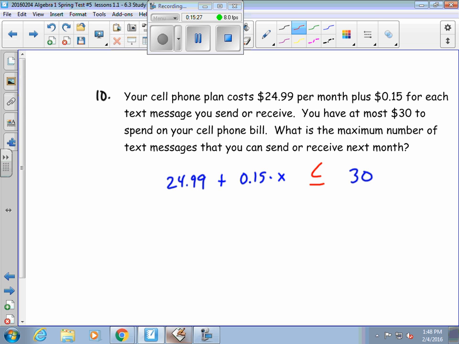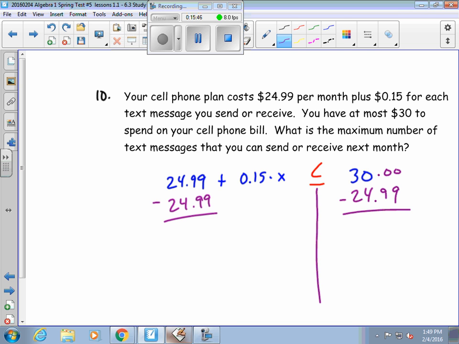So now your inequality is set up. Undo your order of operations. So undo positive 24.99 by subtracting it on the left. Do the same here. Subtract 24.99. Notice you have to make sure the decimals are lined up when you subtract.